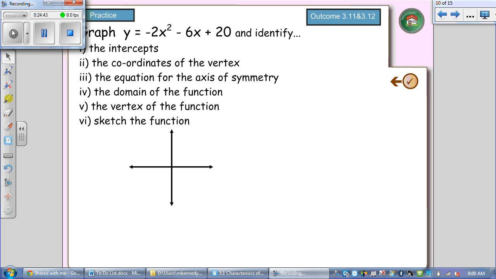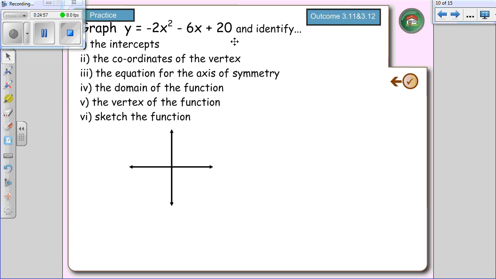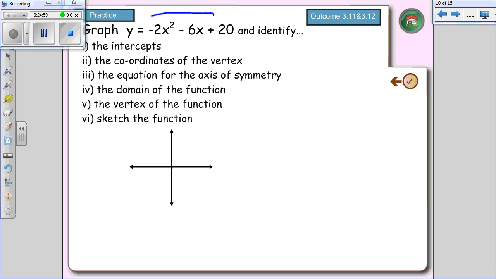So, here's a graph. It says graph this, and identify all of the missing variables or all the information that it's asking for. So, in your calculator, very first thing you're going to do, put it in your calculator. So y equals negative 2x squared minus 6x plus 20. And you can do that without using any brackets. It should work.